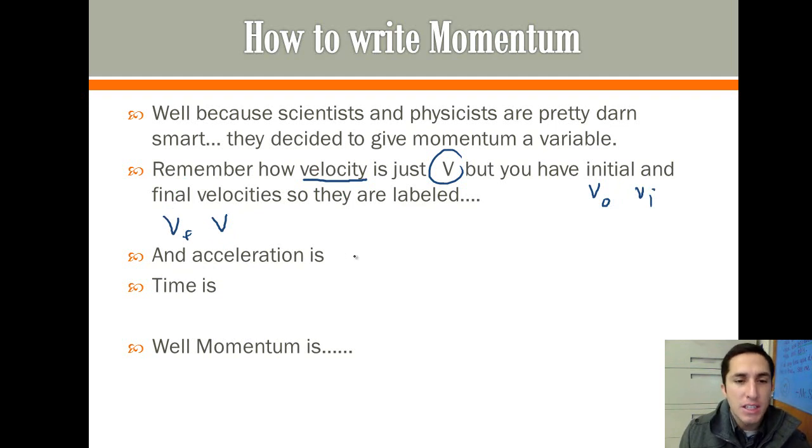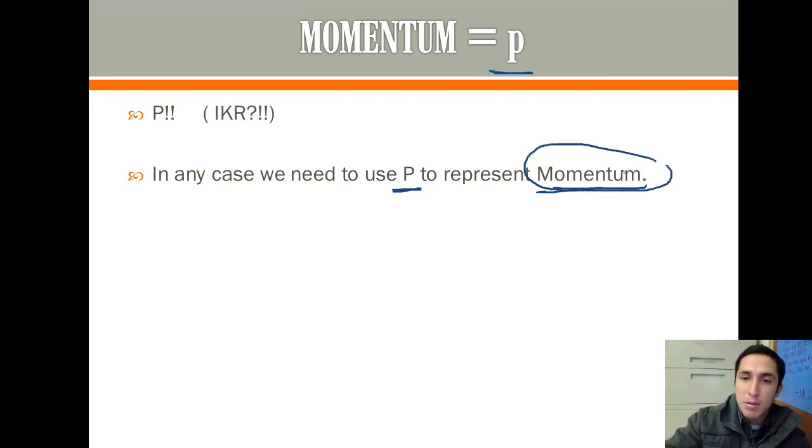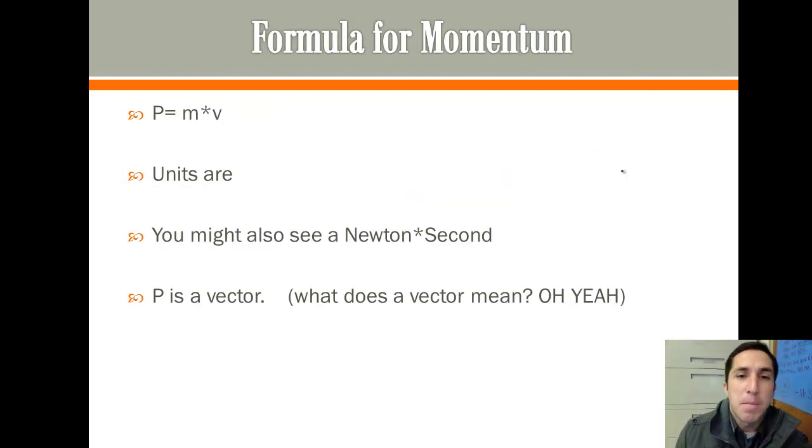Well, acceleration is what variable? Yes, it's a. Time is t. Well, momentum is obviously going to be... No, it's not m. Good guess, though. Momentum is going to be p. See that p right there? And it says p, exclamation point, IKR. That means I know, right? It's just a p. In any case, regardless, we're going to use p to represent momentum. Because that's the first letter we all think about when we see the word momentum.